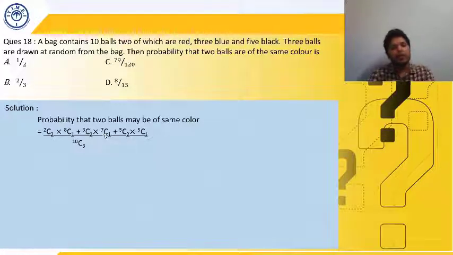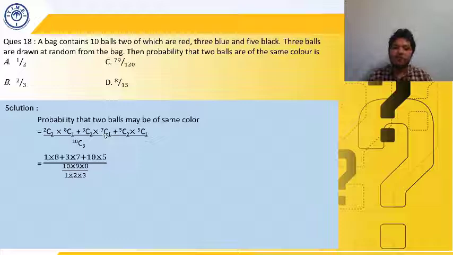What is 2C2? It is going to be 1. What is 8C1? It is going to be 8. What is 3C2? It is going to be 3. What is 7C1? It is going to be 7. What is 5C2? It is 10. What is 5C1? It is 5. Similarly, 10C3 is going to be 10 into 9 into 8 divided by 1 into 2 into 3. 7 factorial will get cancelled out in that case.